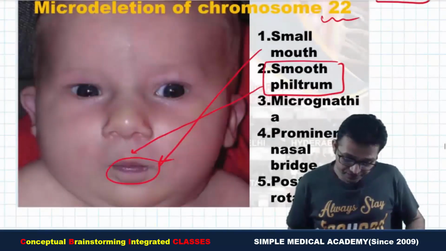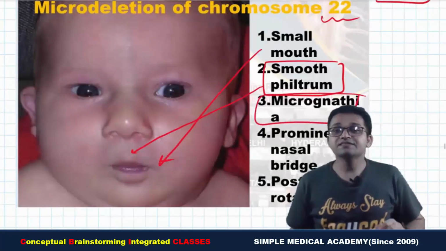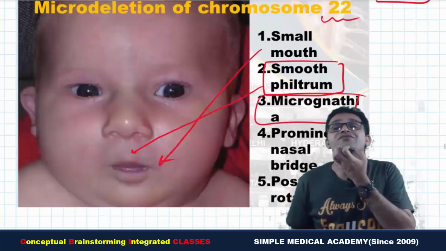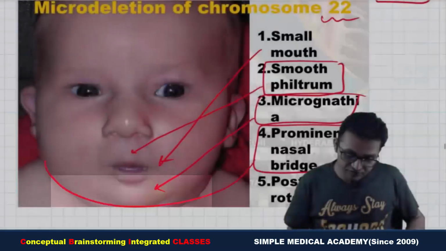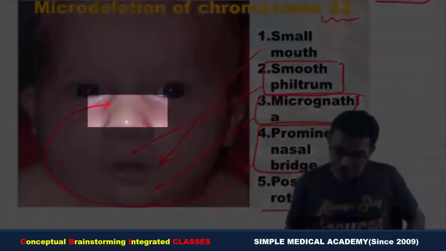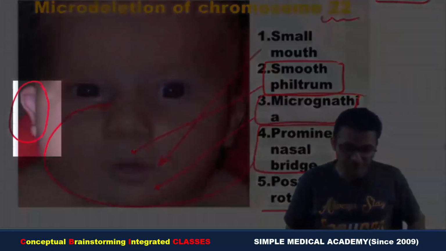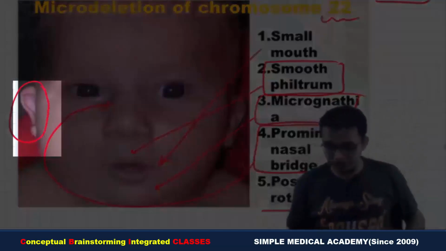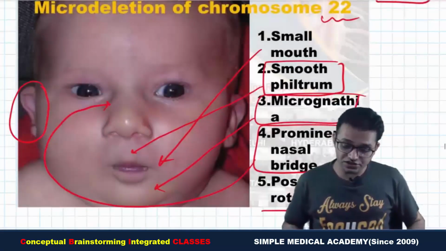Now another feature, can you see? Micrognathia. Yes, these patients have a very small jaw. Now prominent nasal bridge. When you see from the lateral aspect, they have an elevated nasal bridge and posteriorly rotated ears. Can you see? The ear of the baby is comparatively on the posterior side. So these are the various features of DiGeorge syndrome.